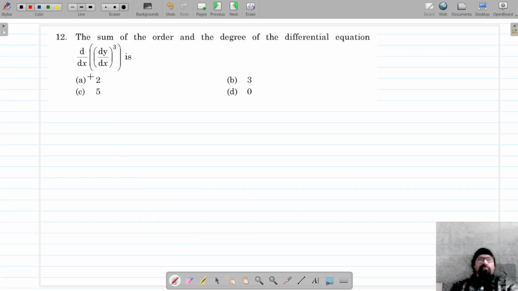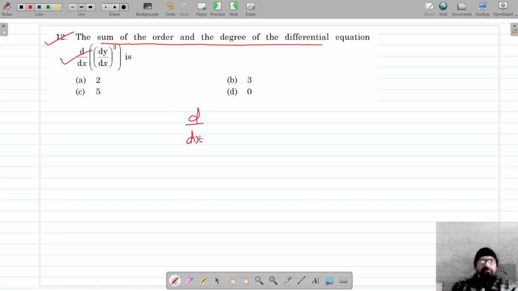Okay, for question number 12, we have to find the sum of the order and degree of the differential equation. So we have to consider this as an equation. If I write this as d by dx of dy by dx the whole cube, and we have to consider this as a differential equation, which is not given in the question, so I can write it like this.